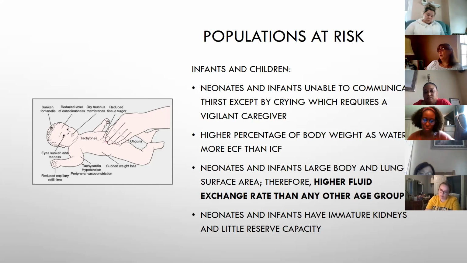They have a higher percentage of body weight as water, and they have more extracellular fluid than intracellular fluid as a baby. They also have a higher fluid exchange because they have a very large body and lung surface area. If you think of a baby, the biggest organ when they're little are their lungs. As we grow, we spread out. It's not as voluminous, but as a baby, they have very high surface area, and they also have a lower lung capacity. So they don't have as much reserve, okay?